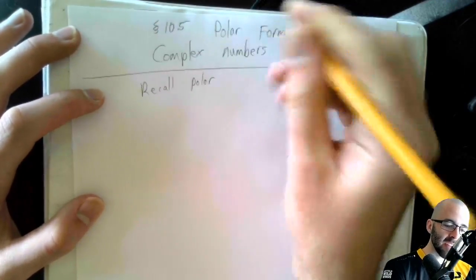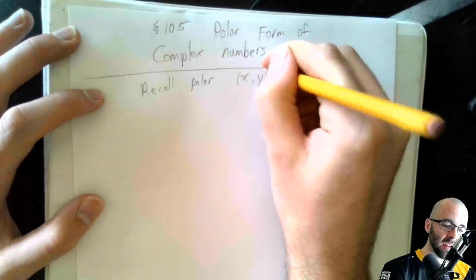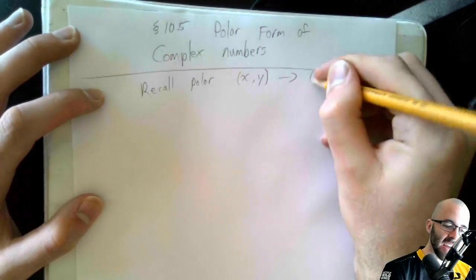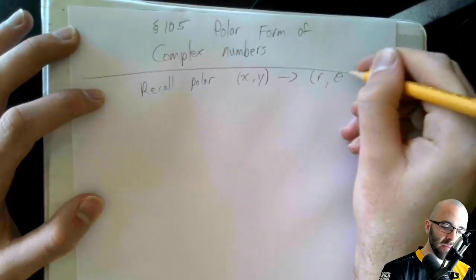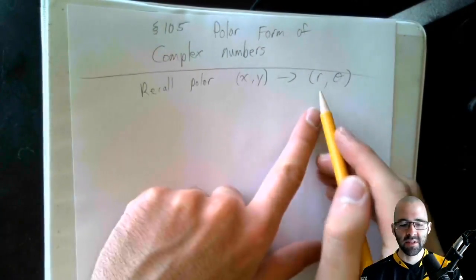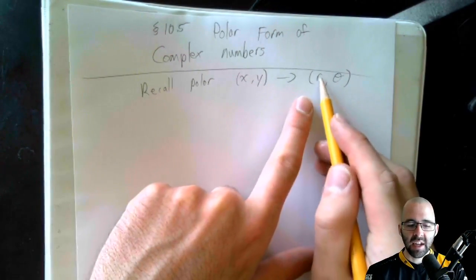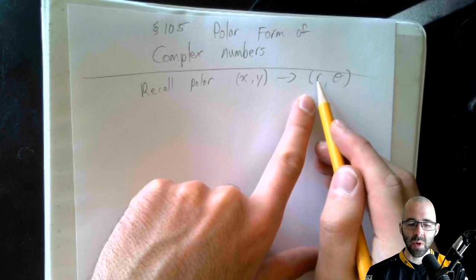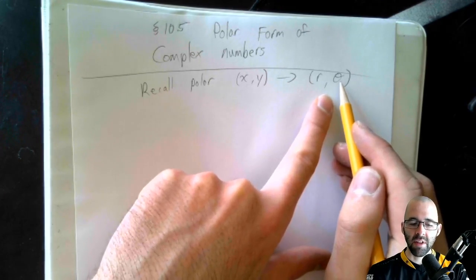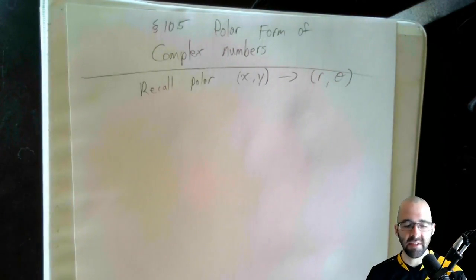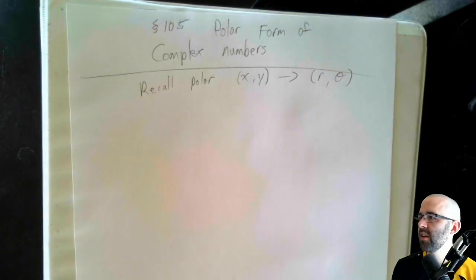Instead of expressing something in terms of x's and y's, we talk about things in terms of r and theta. It's radius, distance from the origin, and theta is the angle that it makes if that were the terminal side. Okay?